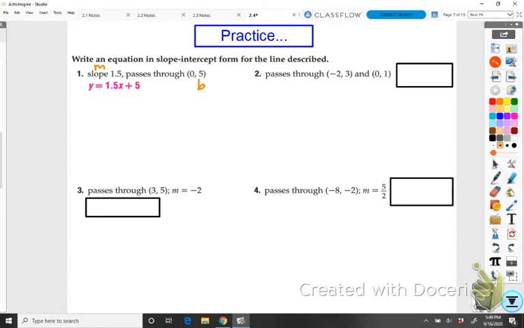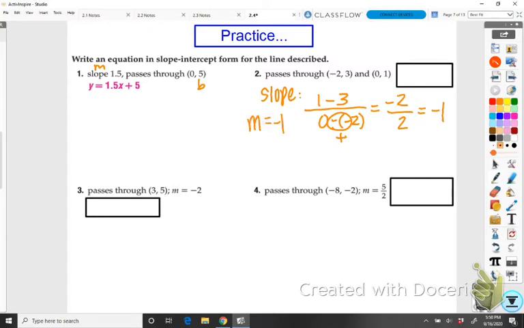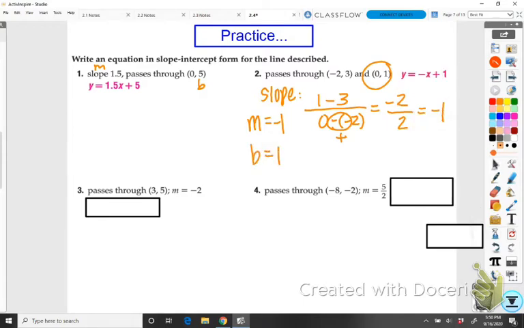Same for number 2, but we have to find the slope first on that one. So we're going to take 1 minus 3 and 0 minus a negative 2. So this is a plus 2 at the bottom. This is a negative 2 over a positive 2, which is a negative 1. So m is negative 1. And this point here means the b value is a positive 1. So your equation is going to be y = -x + 1 for this one.